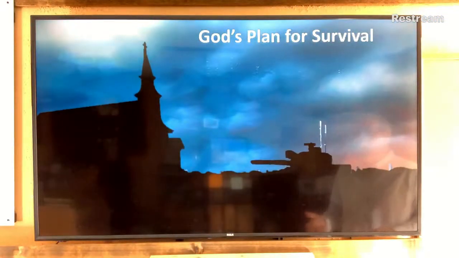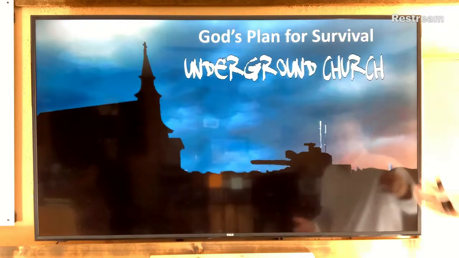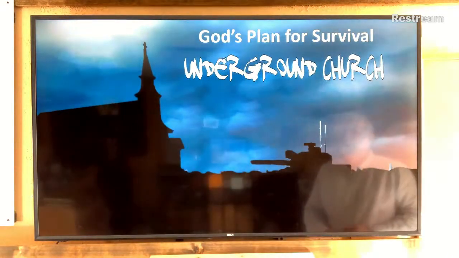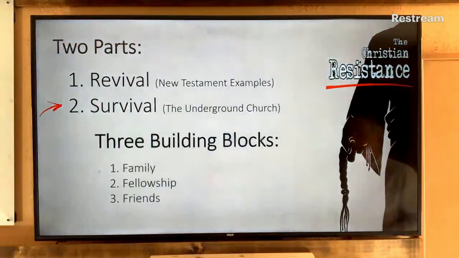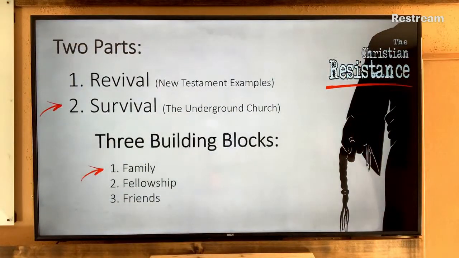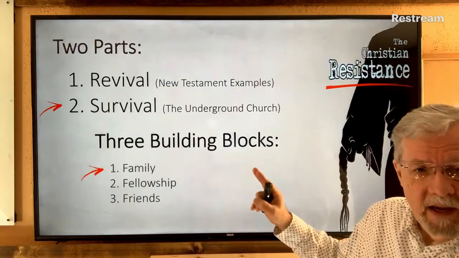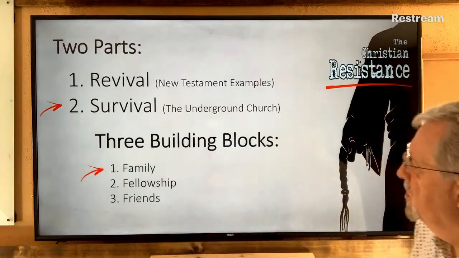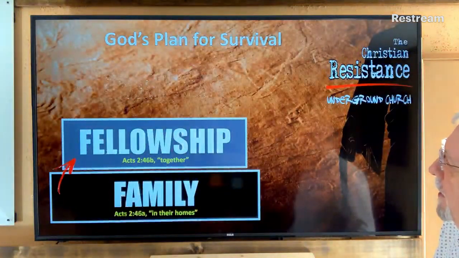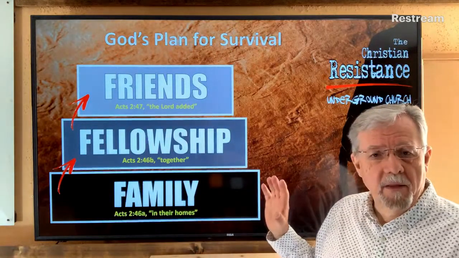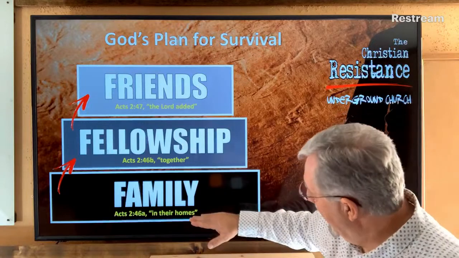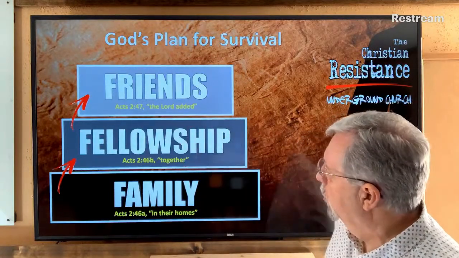God's plan for survival. See the tank coming up here facing the church building? I think it's a pretty vivid illustration. Not quite there yet in America, but I think that it wouldn't take much to get us there. Three building blocks: family, fellowship, and friends. We're going to deal with family first. And so here, another graphic just to show you how this is going to play out. The most important part of this graphic is the passages of Scripture, as always, God's Word.